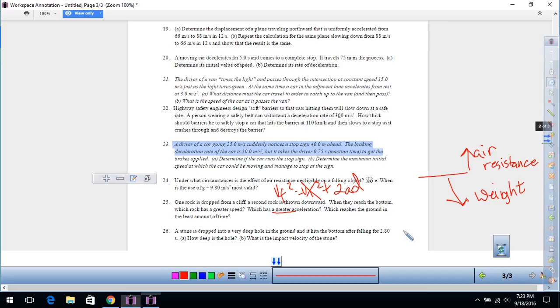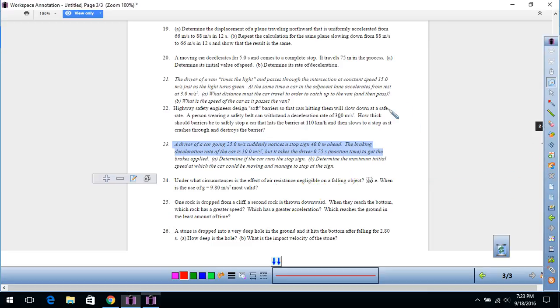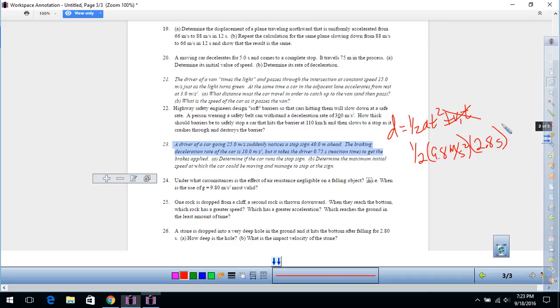A stone is dropped into a very deep hole in the ground. It hits the bottom after falling for 2.80 seconds. How deep is the hole? And what is the impact velocity? Okay, so we want to know how deep the hole is. If it's dropped, we can assume that Vi is 0. We know that if it falls freely, that's true. I don't know if you use 9.8 or 10, but that would be true. And it's going to hit in 2.8 seconds. So you should be able to find the depth of the hole, and then you should be able to say Vf equals Vi plus at. You know Vi, you know a, and you know t. So that should not be a big deal.